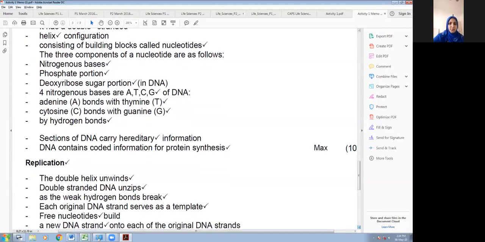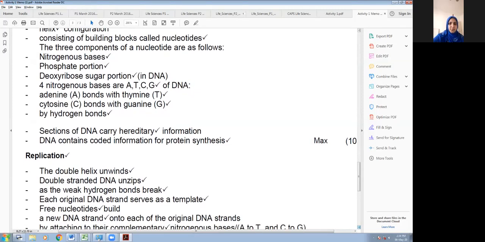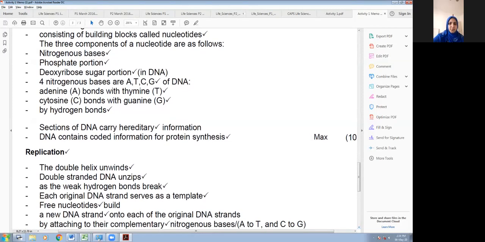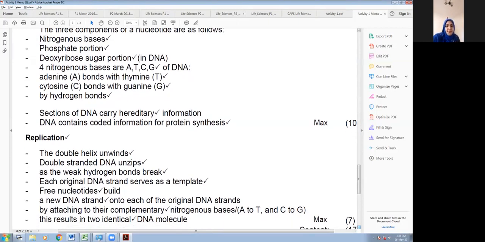Right, so free nucleotides, 1 mark, build a new DNA strand on each of the original DNA strands, right? So you get two together by attaching their complementary nitrogenous bases. Or you could say A joins with a T and a C joins with a G, which means complementarily. And it results in two identical DNA molecules being formed, right? So that's important also, where in transcription, you're not getting something identical. You're getting one strand of mRNA, which is a completely different molecule. Here you're getting two identical DNA molecules being formed, and that's why it's called replication, making a copy.